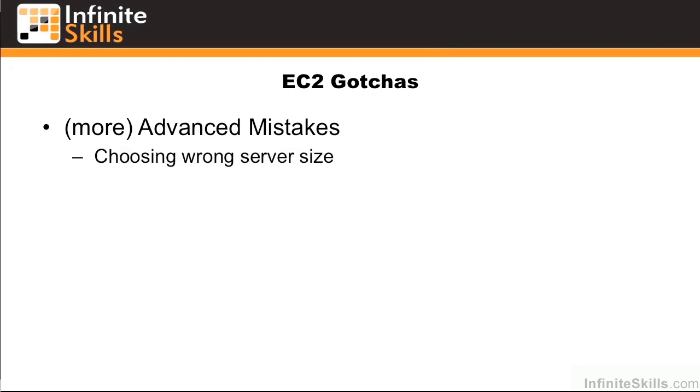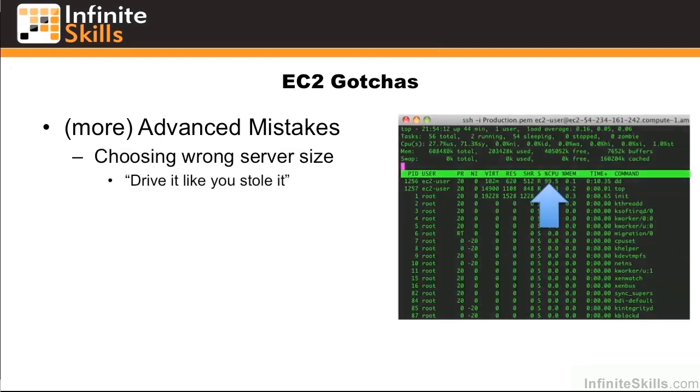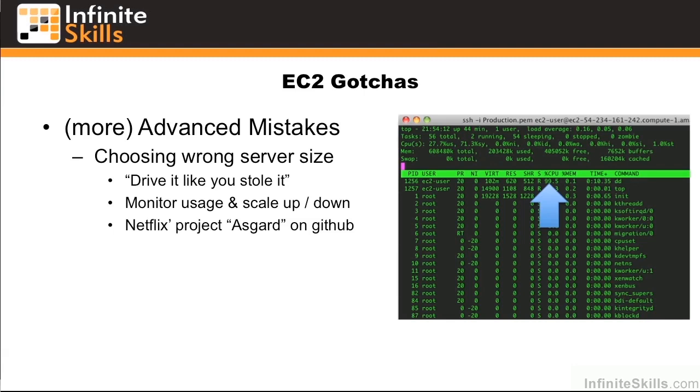Some more advanced mistakes that folks make is choosing the wrong server size. You want to drive it like you stole it. You want to drive your CPU very, very high, very, very hard. You're paying for 100% of the resources on the machine, so you should be using 100% of those resources. Monitor the usage and scale up or down accordingly. If you got a large and you're only using 20% of the CPU, consider getting a smaller machine and making higher use of its CPU. There's a Netflix project called Asgard on GitHub, which can help with this.